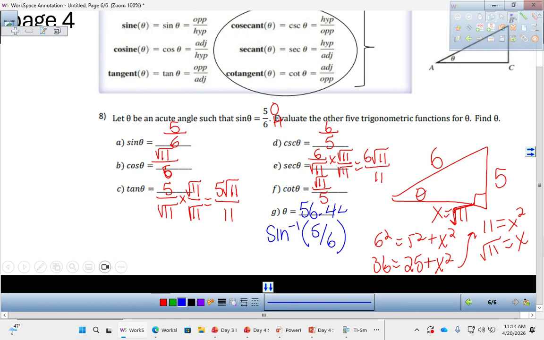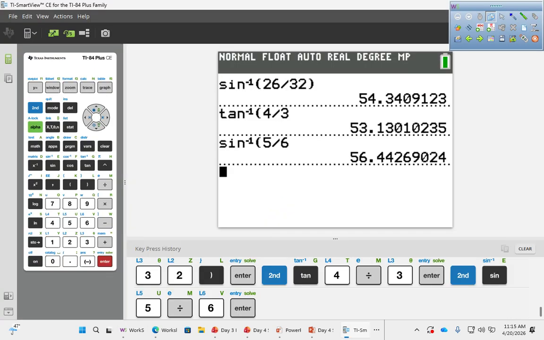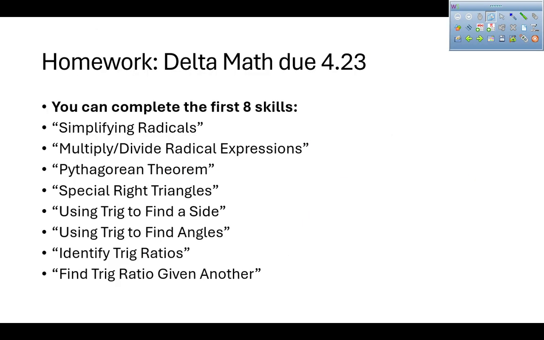This problem right here has every single thing that we've done in this unit so far except for special right triangles. So it's got roots and rationalizing denominators. It's got Pythagorean theorem. It's got SOHCAHTOA and solving for SOHCAHTOA. Okay, so it's got everything in it, and now it's got this new thing called reciprocal functions. We okay with that?